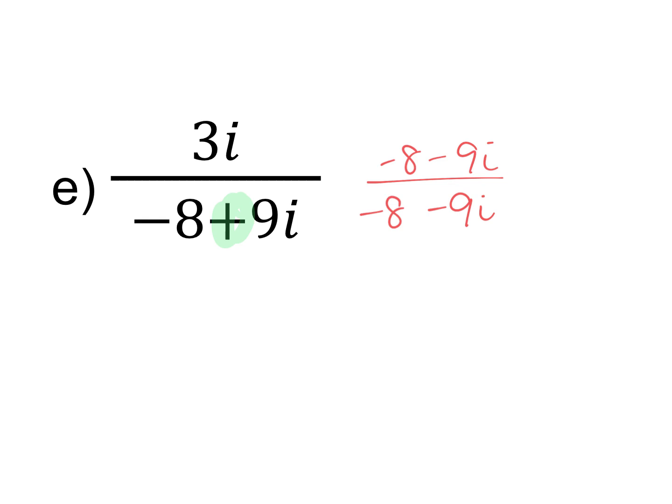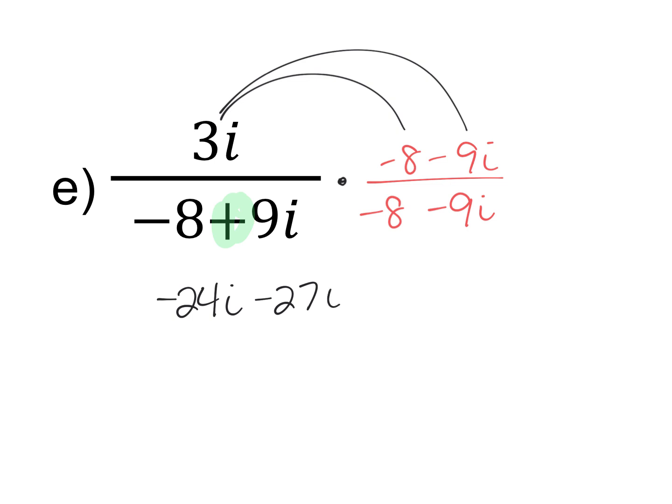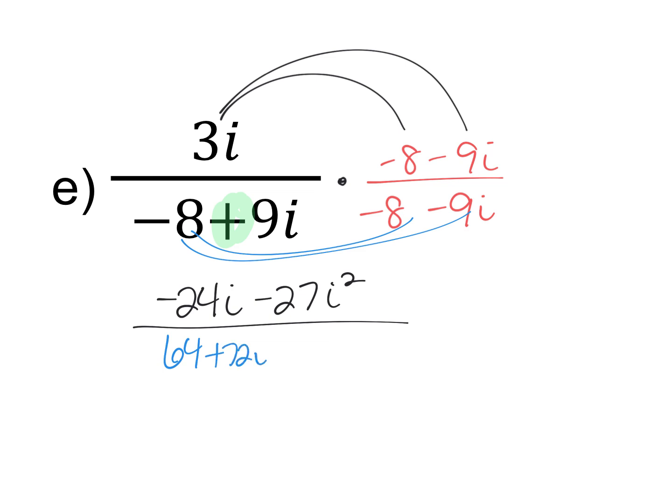All right, it's very easy to make a mistake whenever you're doing this by just going too fast. So I highly recommend showing all your steps. I know some of you will be too stubborn for that, but that's on you. Okay, distribute that in. That's going to be negative 24i minus 27i squared over, that would be positive 64 plus 72i. Distribute that positive 9i in, so that would be negative 72i minus 81i squared.